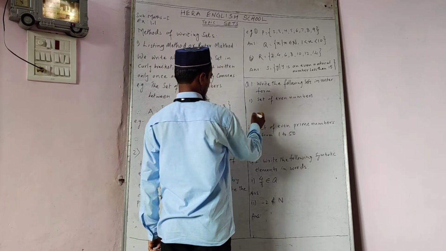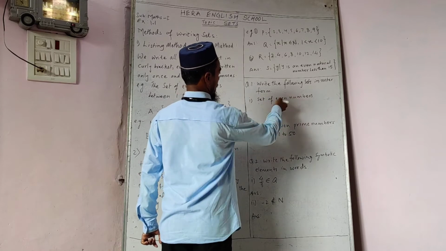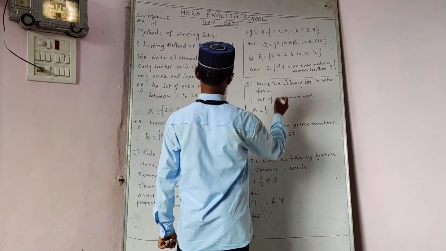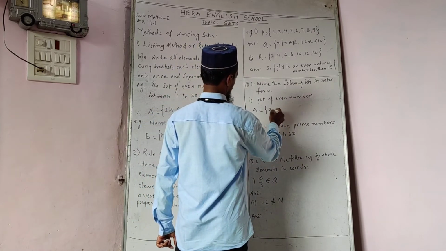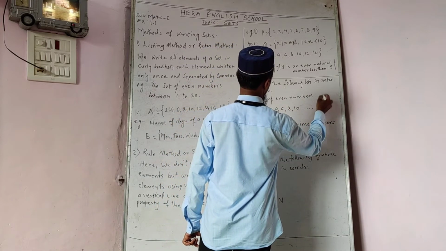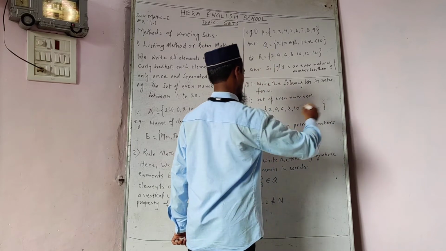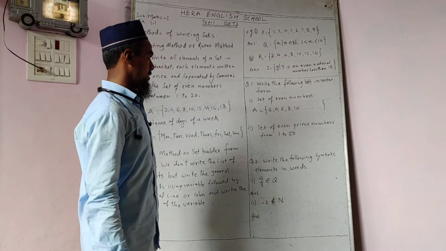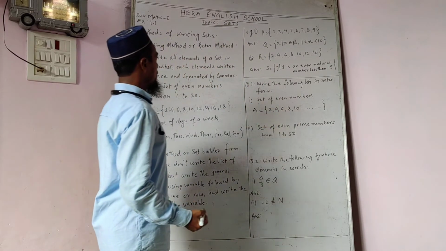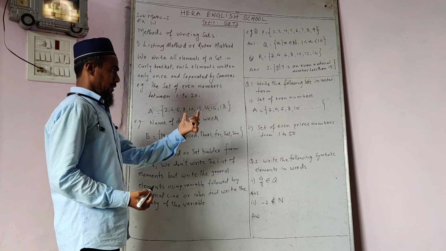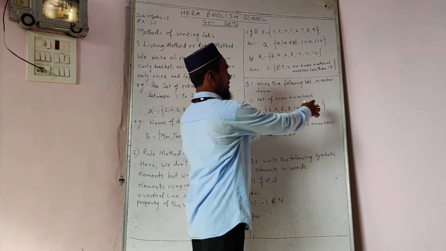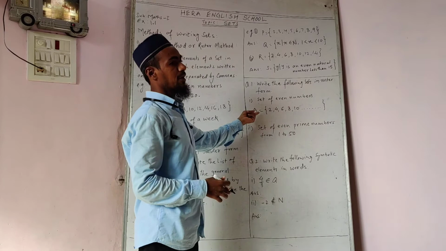We'll write the name of the set first. Suppose I am writing the name of the set as A. You will write the even numbers: 2, 4, 6, 8, 10, and it will be continued. It will be infinite, unlimited. This is the even numbers in roster method. It shows the list separated by commas, and we write all the elements between two curly brackets, and write the name of the set.